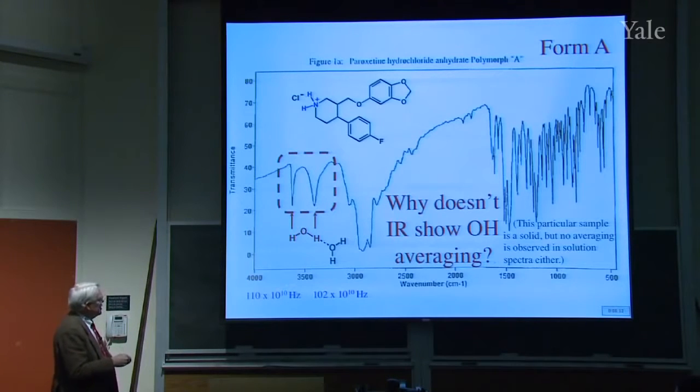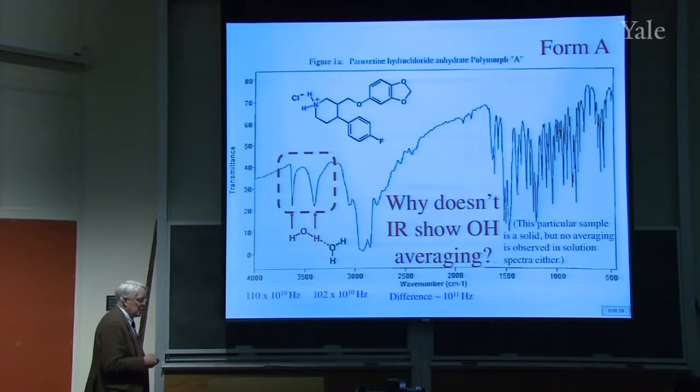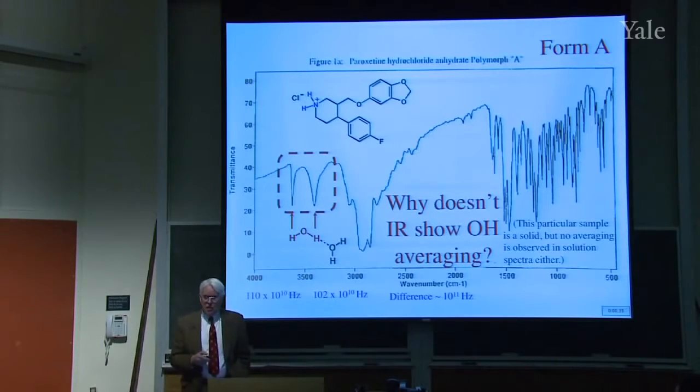Now, notice that in IR we have wave numbers here that tell us how fast this is vibrating and how fast this is vibrating. And this one is 110 times 10 to the 10th hertz, and this one, this OH bond, is 102 times 10 to the 10th hertz. That is, the difference between them is 10 to the 11th hertz, right? Whereas the difference we were looking at in the alcohol things was 100 hertz or a few hundred hertz at most, okay? So this is a much bigger frequency difference here in IR than it was in NMR.